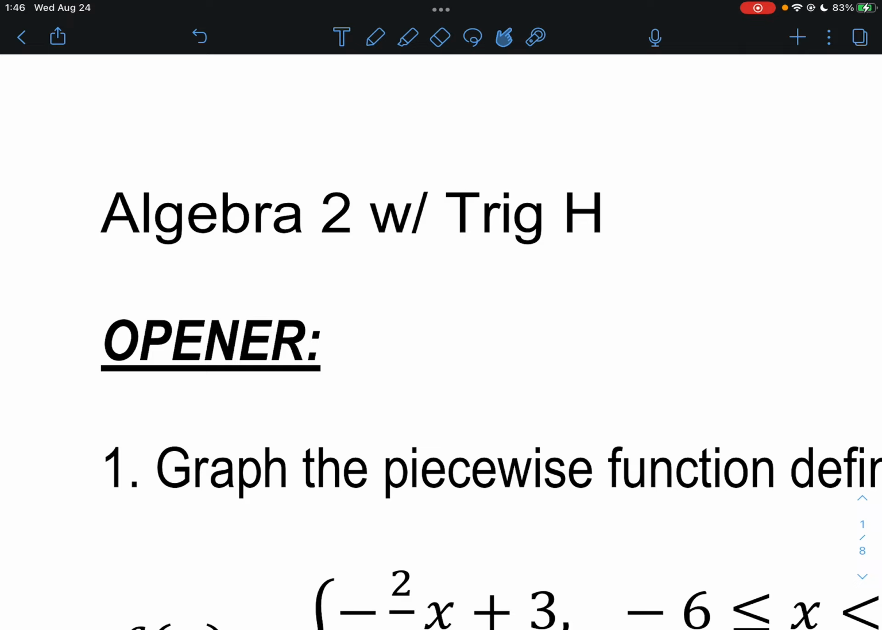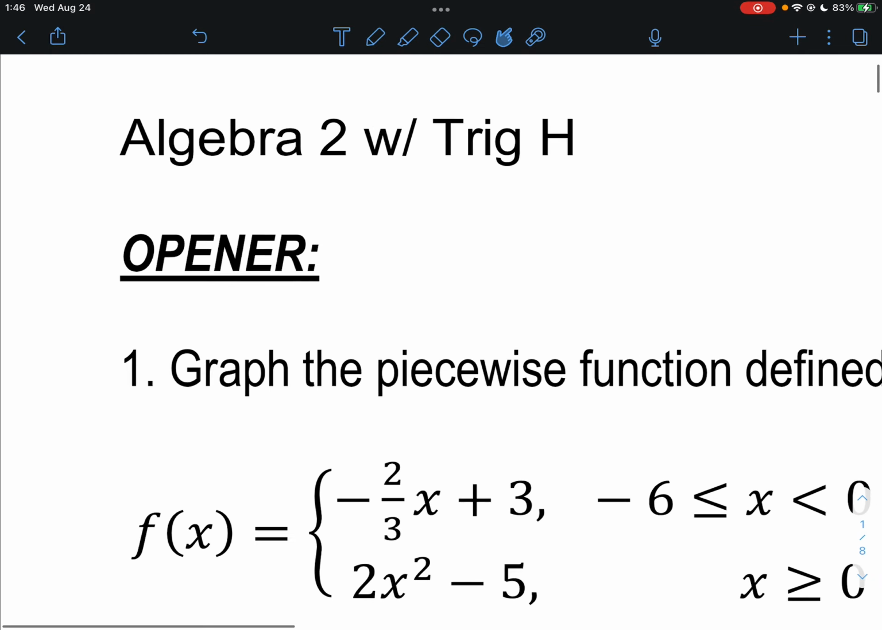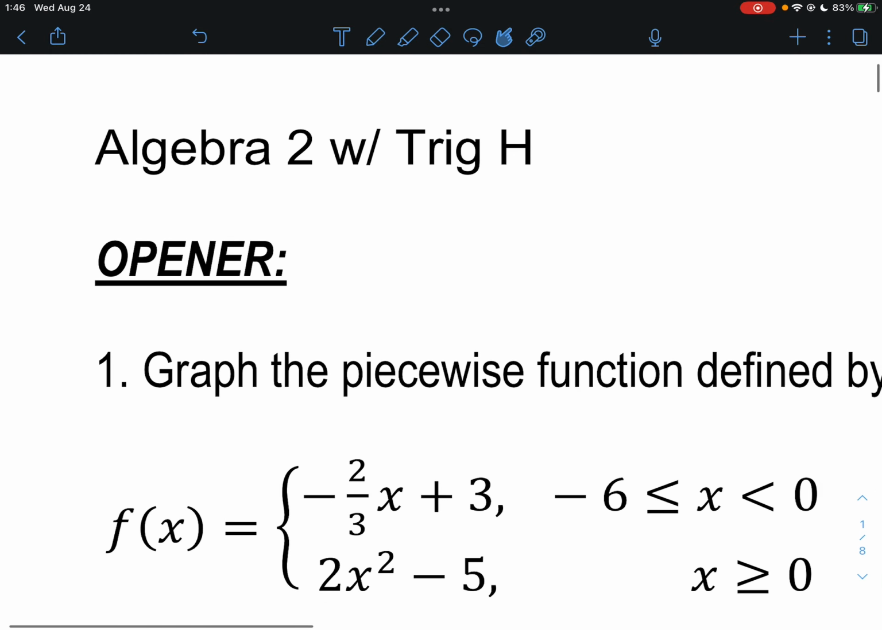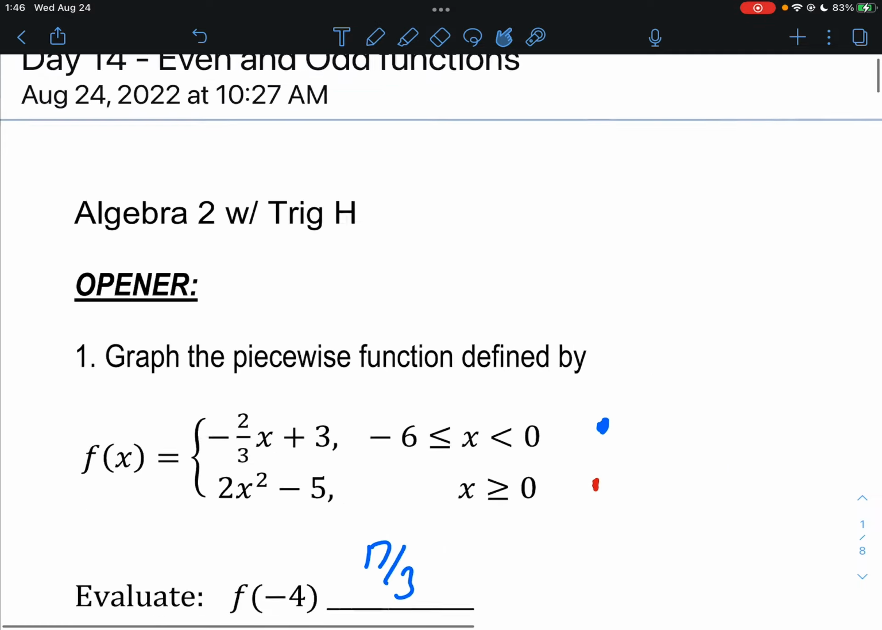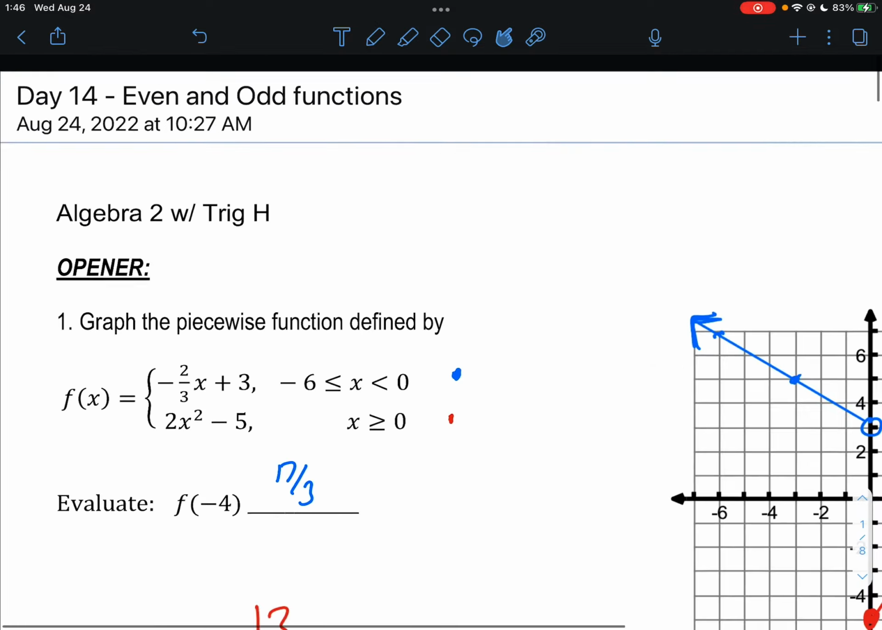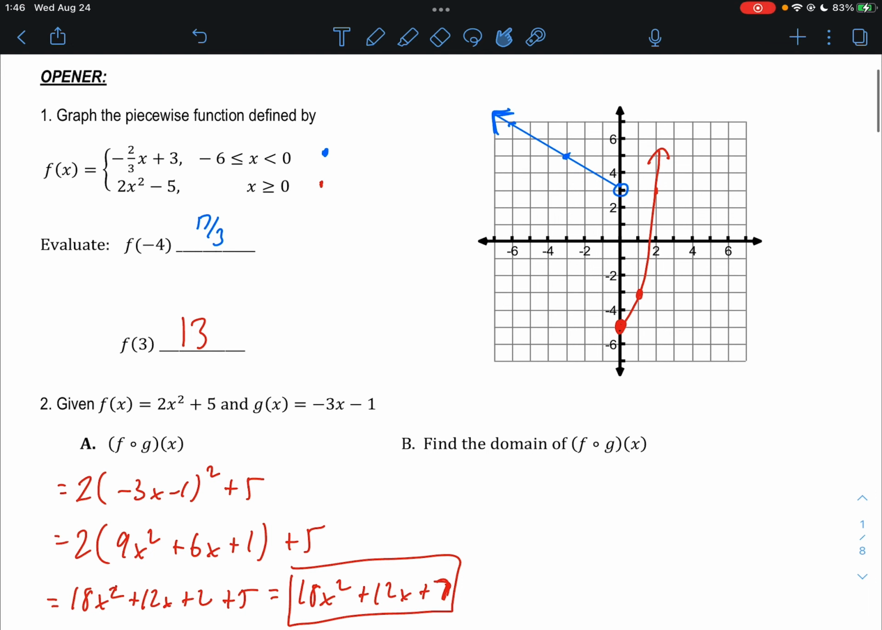Before we get started here, there's an opener that I'd like you to pause this video and try. I want you to graph this piecewise function and then find the values of the two x values below. Please pause the video at this point, and after you finish the opener, unpause to check your answer. Okay, and here is the answer for that opener.